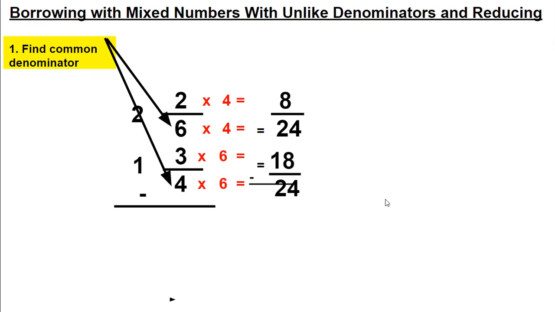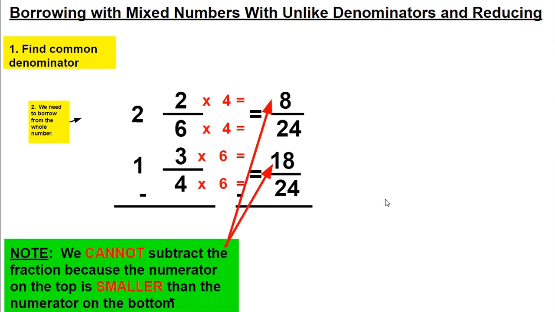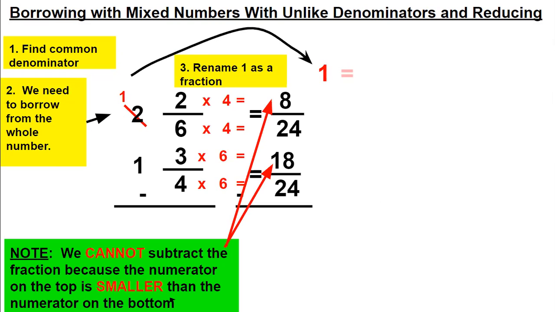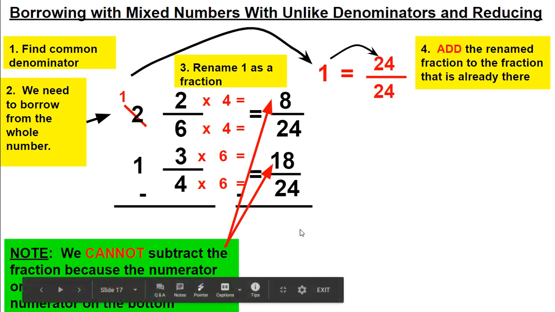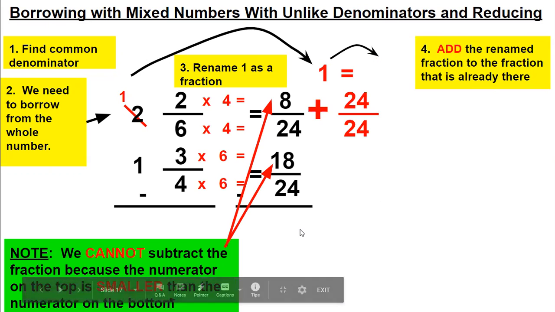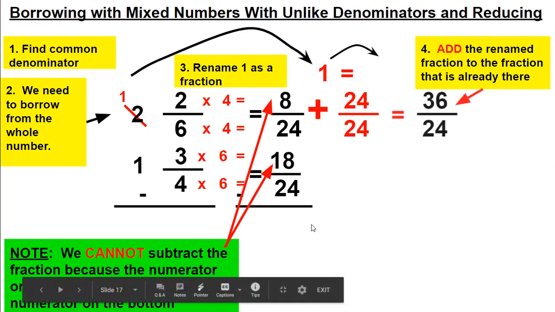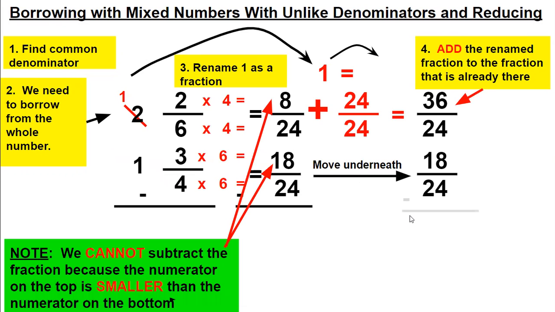Now I can't subtract because 18 is bigger than 8. So I have to borrow. I borrow from the 2. The 2 will become a 1. I bring 1 over. I have to rename it as 24 over 24. And then I have to add that to the 8/24 that's already there. So I encourage you to go back and look at these slides. So 8 plus 24 is equal to 36 24ths. And then I'm going to put the 18 24ths underneath and subtract.